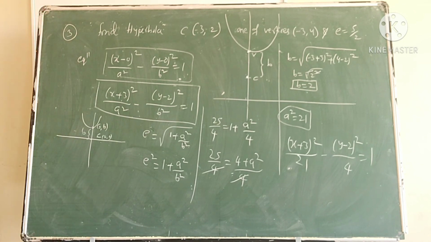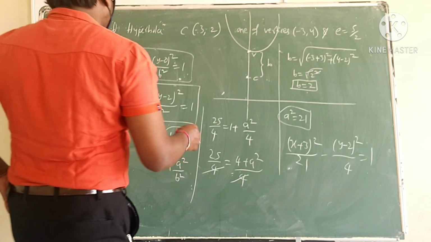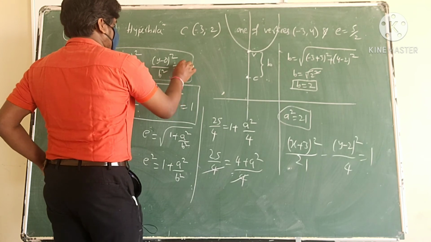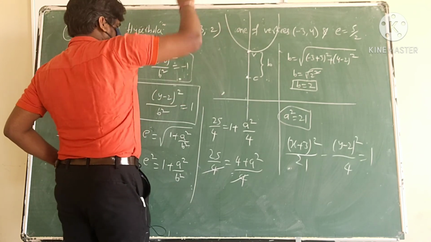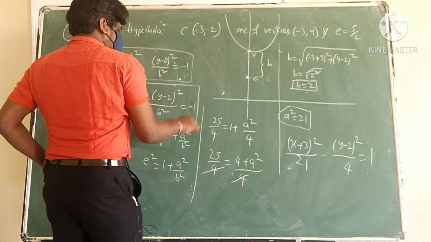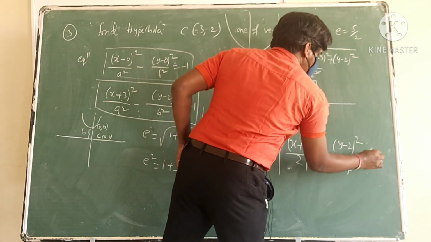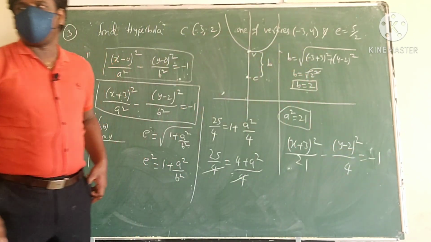It is a conjugate hyperbola, so it will be minus 1. Okay, it is a conjugate hyperbola because it has this shape, so the answer will be minus 1. Conjugate hyperbola, minus 1. That's true, correct.